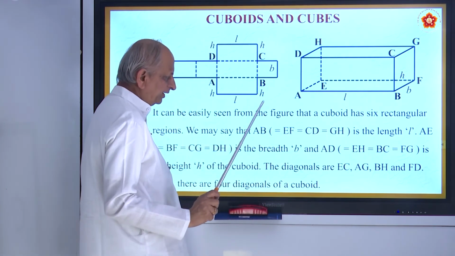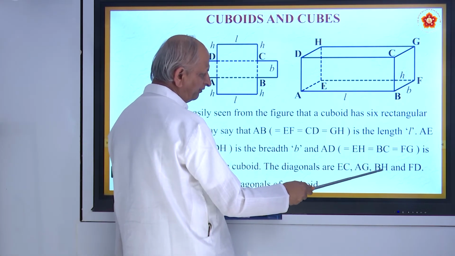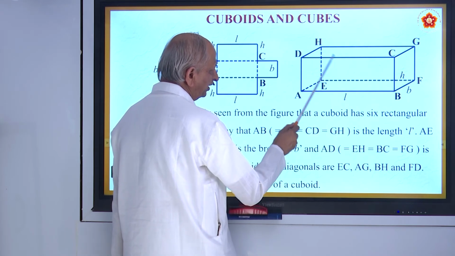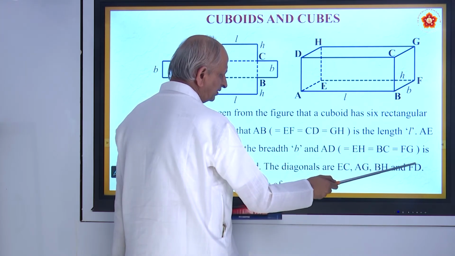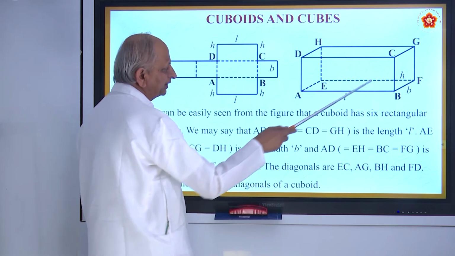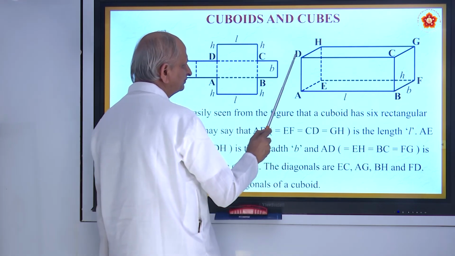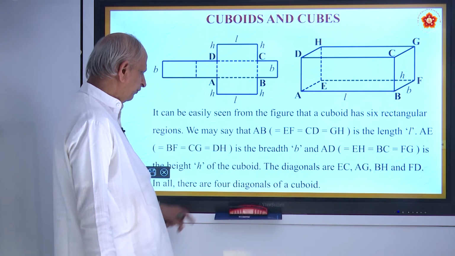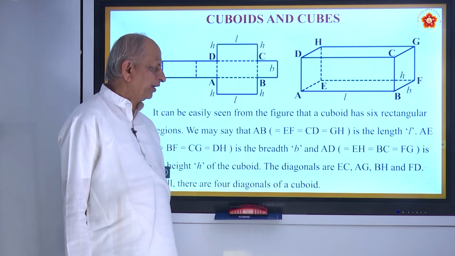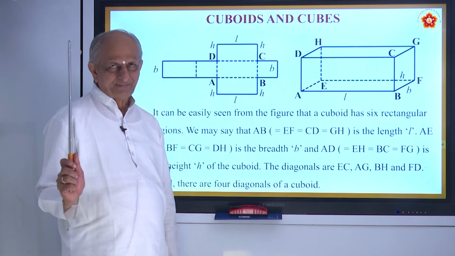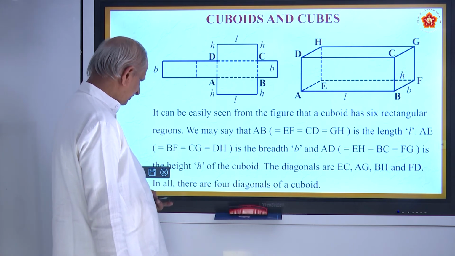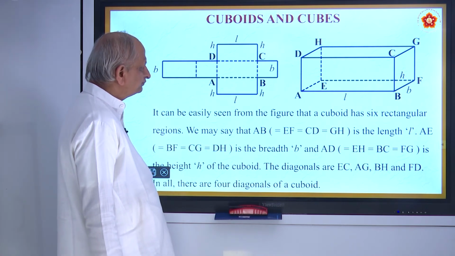Then AG, A is here, G is here. To avoid confusion, I don't write now. You can draw yourself. BH, B is here, H is here. Join this, it becomes diagonal. Lastly, FD. This is F, this is D. Join that, that will be diagonal. So there will be 4 diagonals of a cuboid. Okay. So that is all about the different parts of the cuboid.